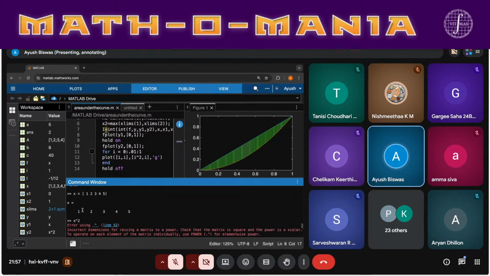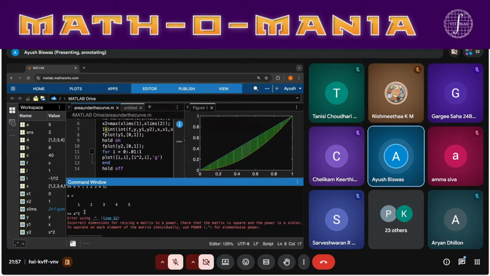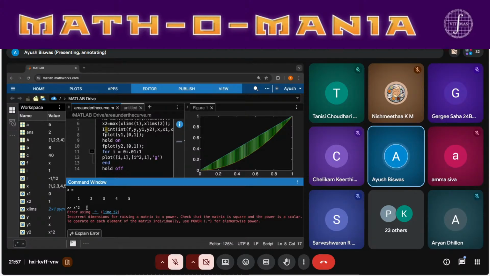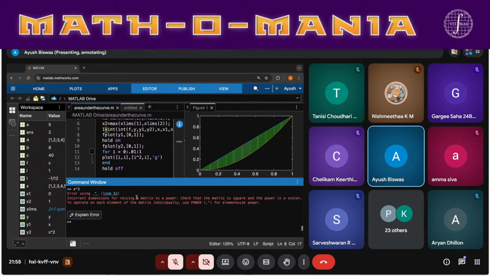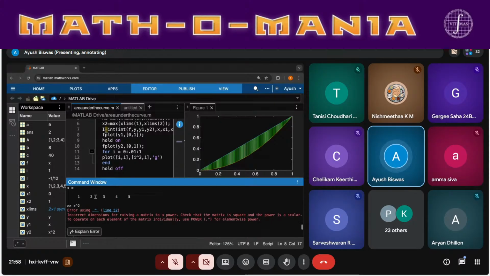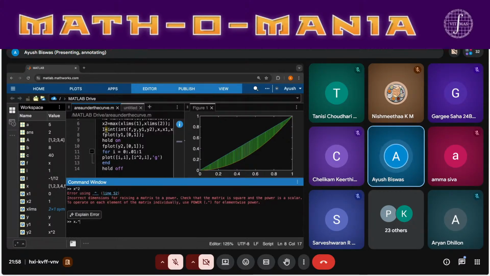Okay, so what x directly squared does is, MATLAB interprets this as x multiplied with x again. So x into x. This is not possible because we are trying to multiply a 1 cross 5 matrix into a 1 cross 5 matrix again. So how would we actually square each element of the vector itself? In MATLAB, we use the syntax x dot exponentiation 2. That basically exponentiates each and every element of the vector.